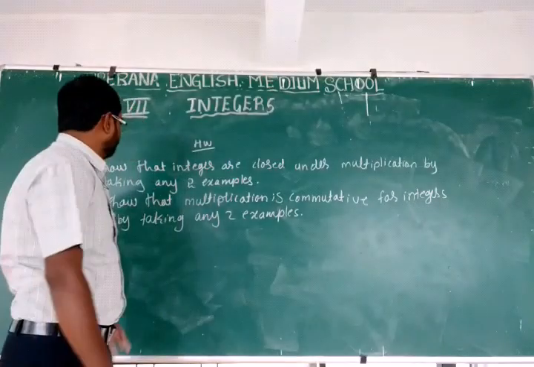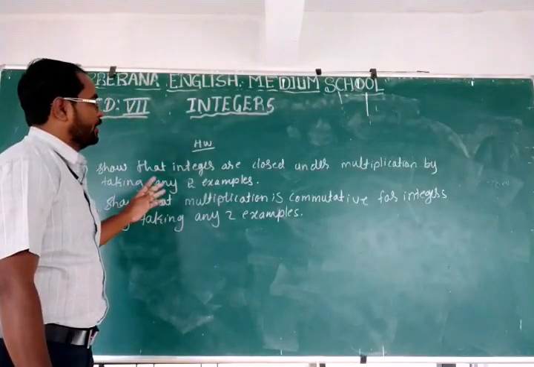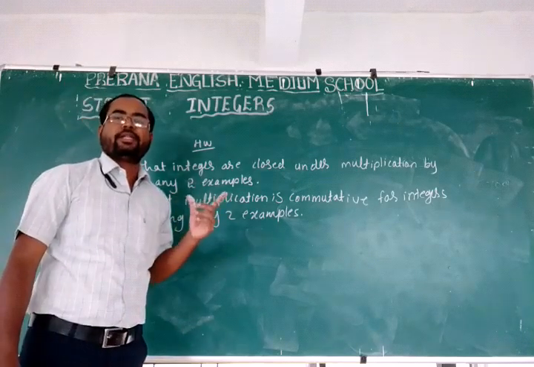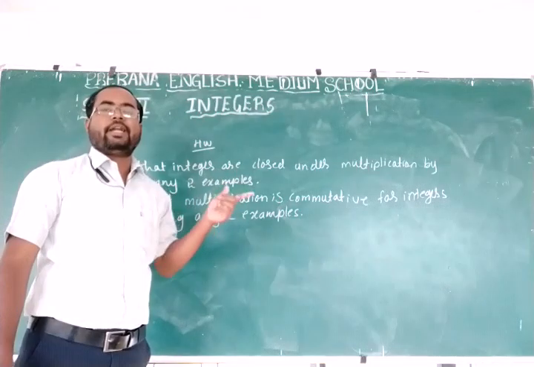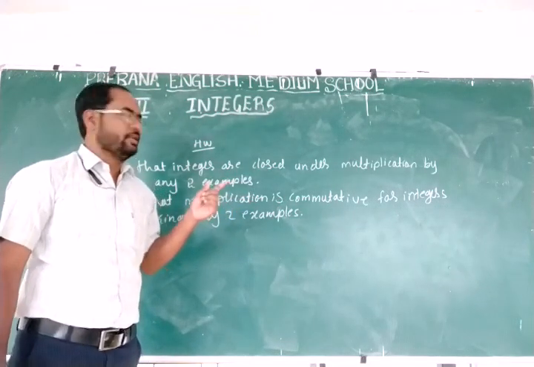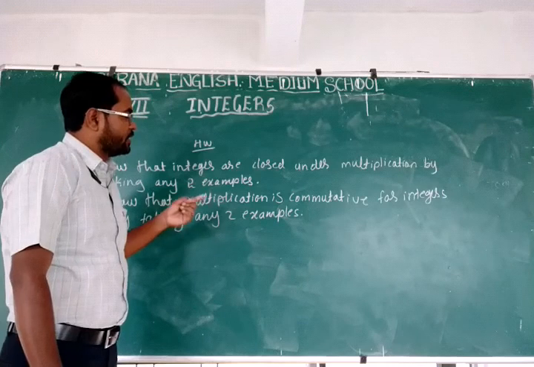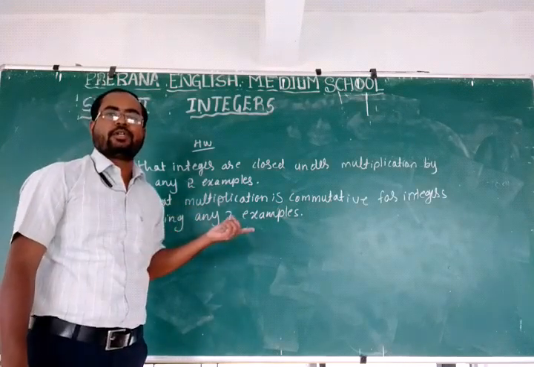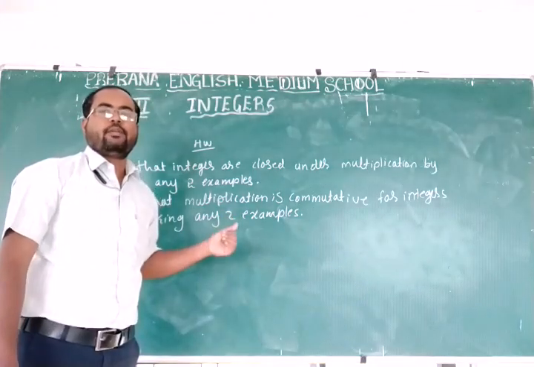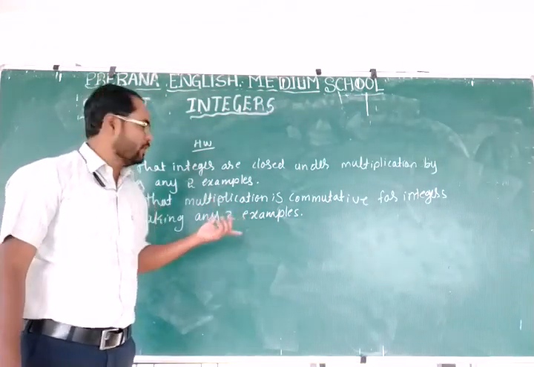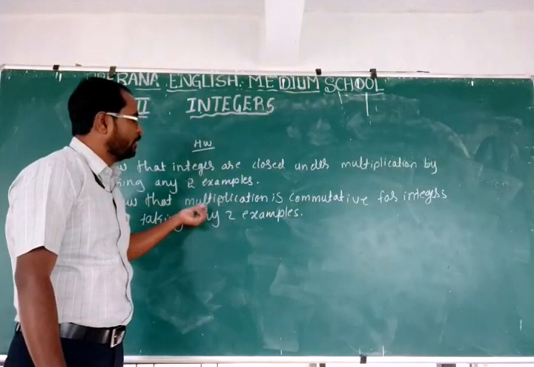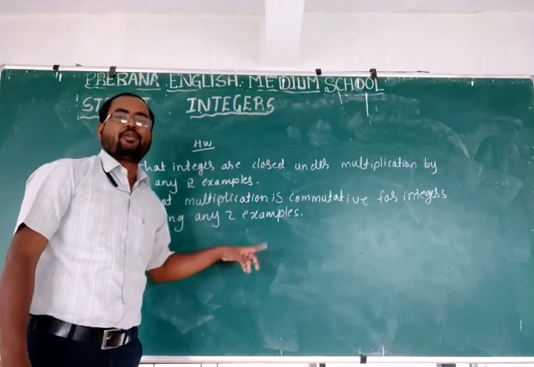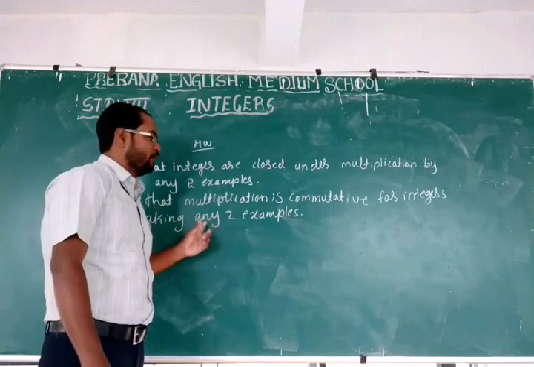For homework, show that integers are closed under multiplication by taking any two examples. Take any two integers, multiply, and see that the answer is also an integer. Show that multiplication is commutative for integers by taking any two examples of your choice, like 2 and minus 3, or minus 3 and 5, that is a into b is equal to b into a, that you have to show.